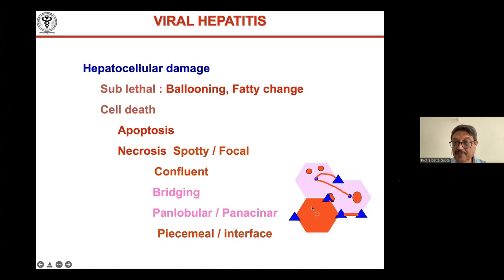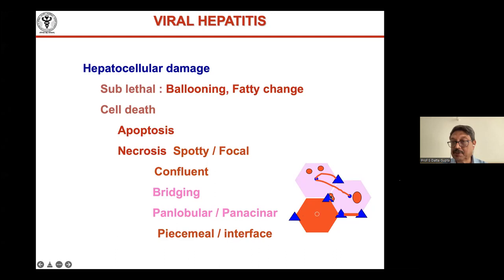If it affects the entire lobule or acini, then it is called panlobular or panacinar. Now, if it affects just the area between the portal tract and the parenchyma, it nibbles into the limiting plate or the interface between the portal and the parenchyma, then it is called piecemeal necrosis or interface hepatitis.